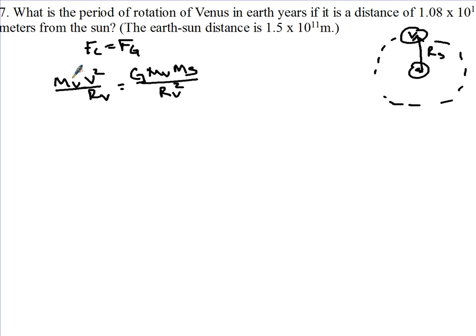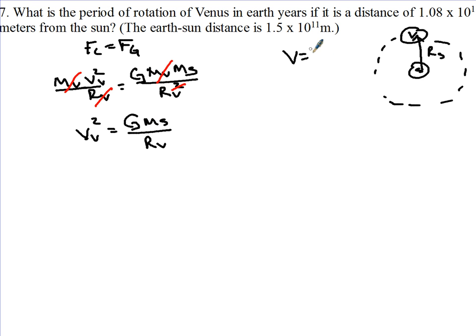Now let's see what cancels. The mass of Venus is going to cancel. One of the radii of Venus is going to cancel. So we're left with the velocity of Venus around the sun. Let me leave this squared. It is big G times the mass of the sun divided by the radius of Venus. Now, do you see it doesn't matter whether this is Venus or the Earth?